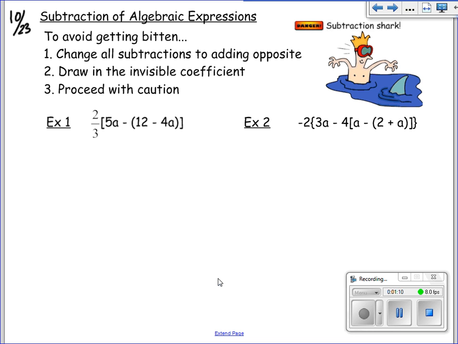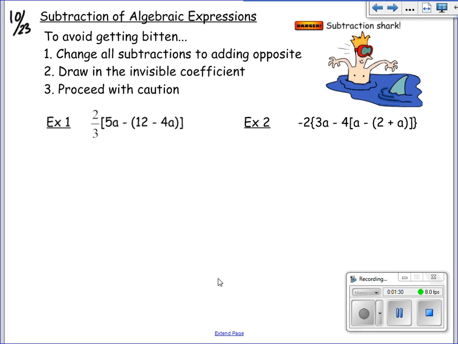You need to change all your subtractions to adding the opposite, equivalent addition. You need to draw an invisible coefficient, the ones, because a lot of times kids lose them and they have to multiply through by them. And then just proceed with caution. So if you follow these steps, you'll be really good. If you're not understanding something, make sure you stop me.